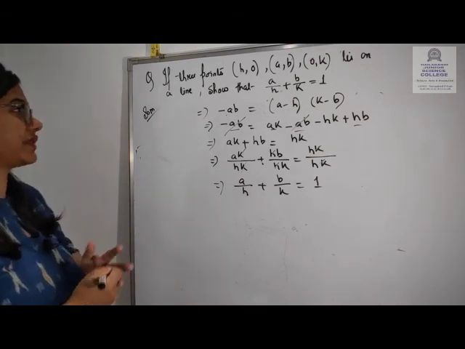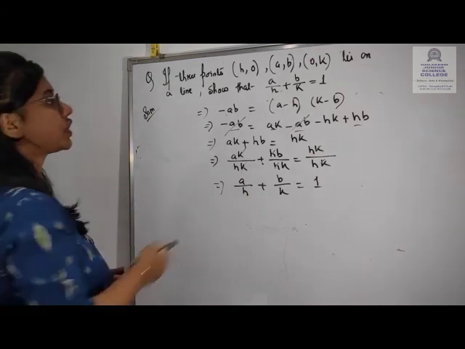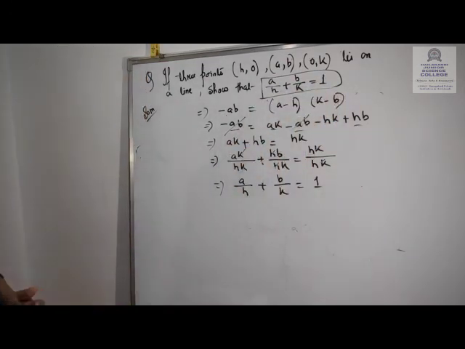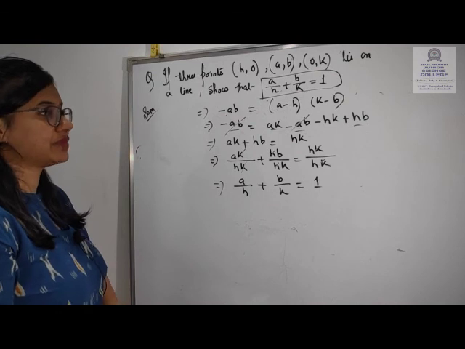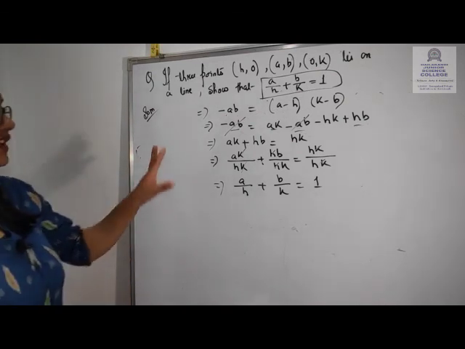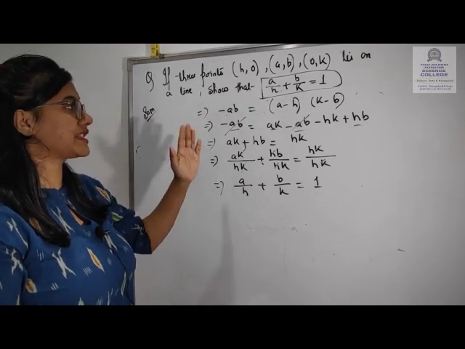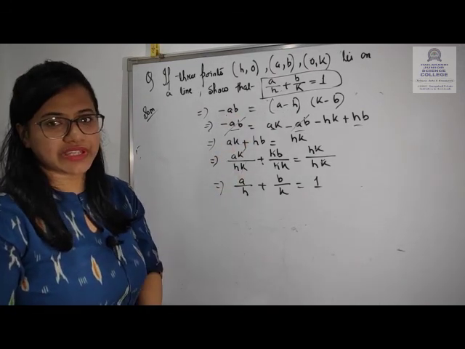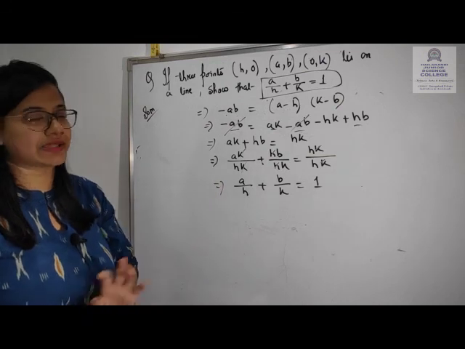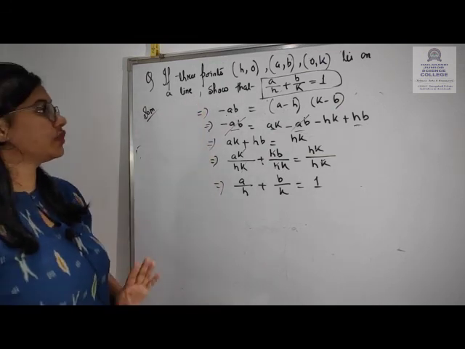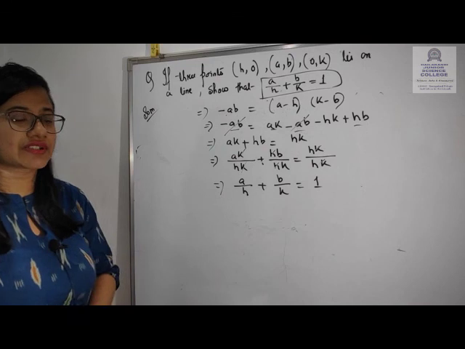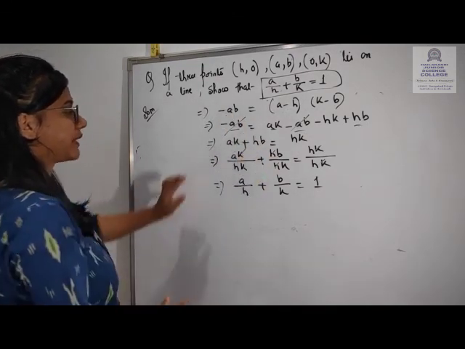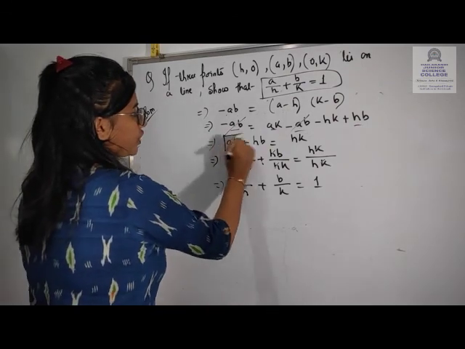So in this question what was given? We are given 3 points and we have to show this equation a by h plus b by k is equal to 1. Since the points lie on the same line, means they are collinear, I have applied the slope of the line. According to the question, what we have used here is that the slope of the line must be equal. Why is it equal? Because they lie on the same line. I calculated the slope for the line AB. Next I calculated the slope for the line BC, and after that we did the calculation for this part, and here this equation is obtained.